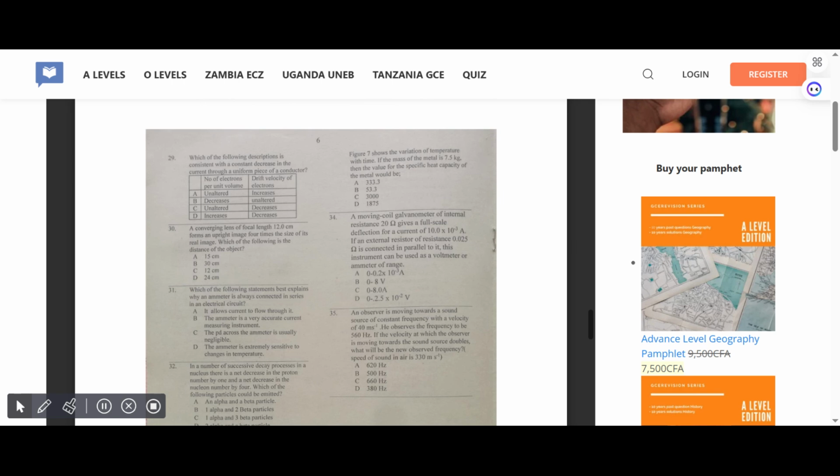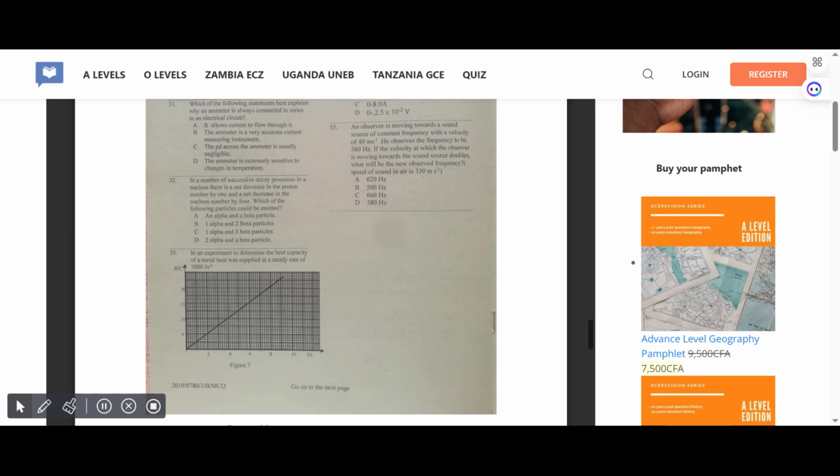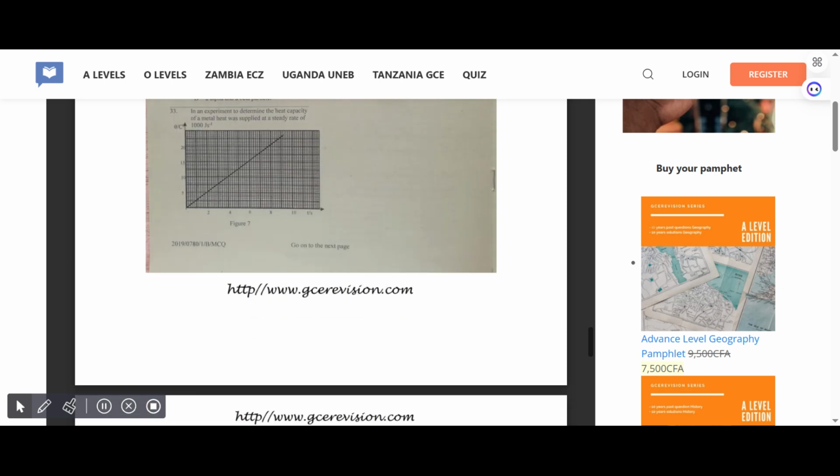An observer is moving towards a sound source of constant frequency with a velocity of 40. He observed the frequency to be 560. If the velocity at which the observer is moving towards the sound source doubles, what will be the new observed frequency? Correct answer for 35 is A, 620.